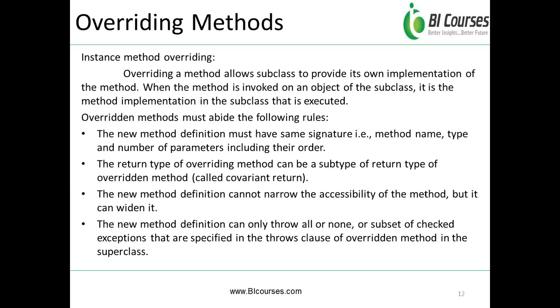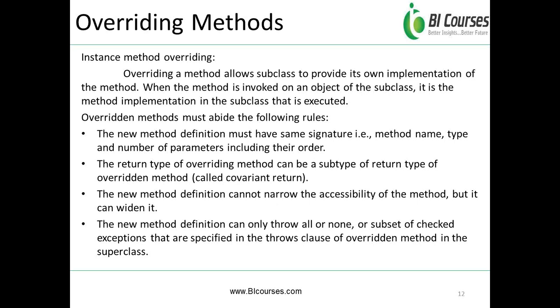Next, overriding methods. If we have a particular method in a superclass, and you want to make a change or implement it differently in the subclass, then you can override those methods. So overriding a method allows the subclass to provide its own implementation of the method. When the method is invoked on an object of the subclass, it is the method implementation in the subclass that will be executed.